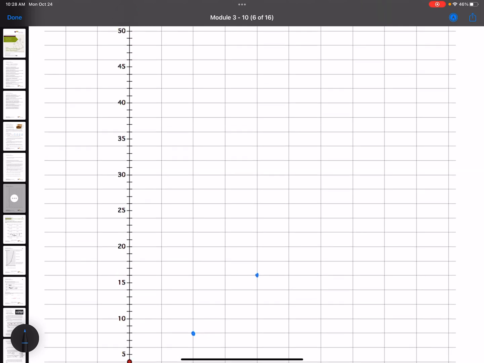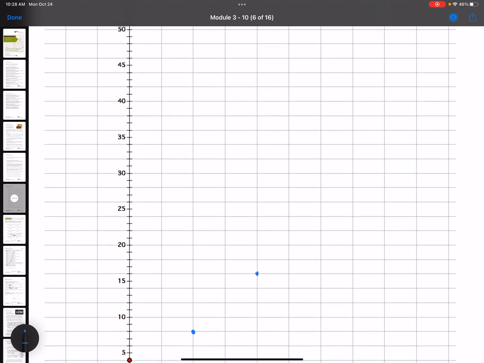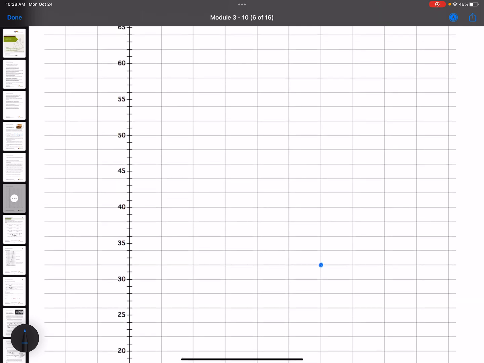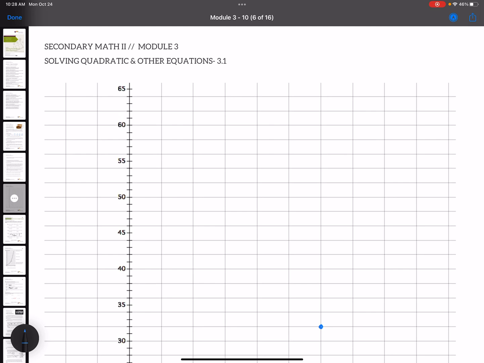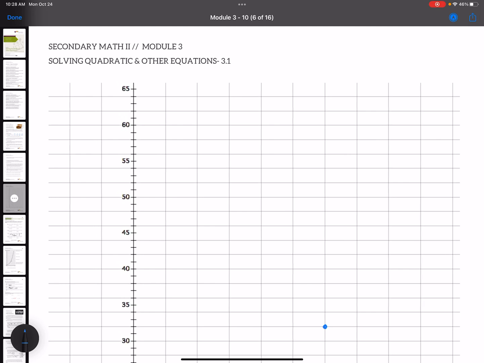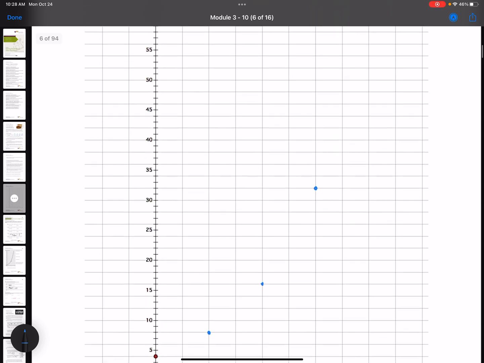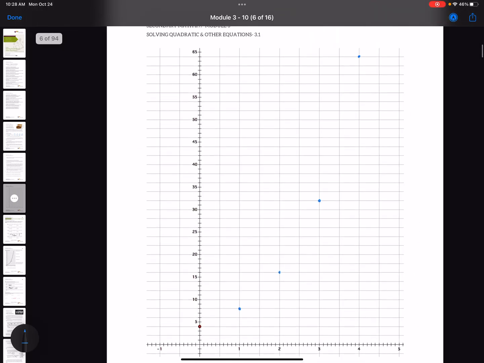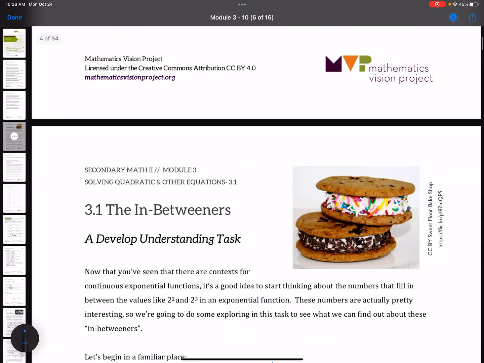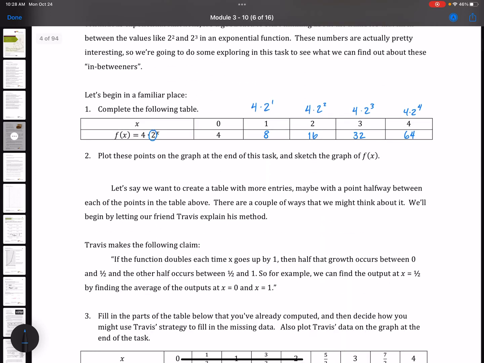3 is 32. And then 4 was 64. Way up yonder. So it's exponential. It is exponential, and we can tell that because there's the exponent that is the variable, right? That's part of the definition of an exponential function.